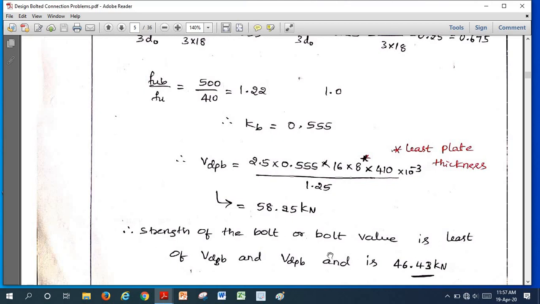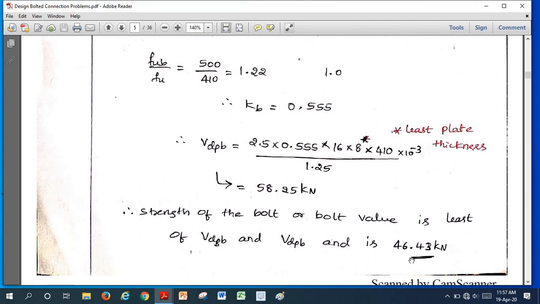Therefore, the bolt value is the least value of Vdsb and Vdpb, which comes out to be 46.43. This indicates that if the bolt in the connection is subjected to a load in excess of 46.43 kilonewton, the bolt will fail due to shear and will not fail in bearing. This is the design strength of the bolt in this lap joint. Thank you.